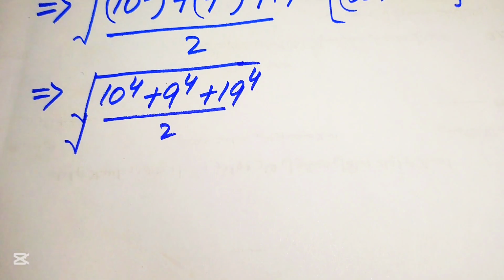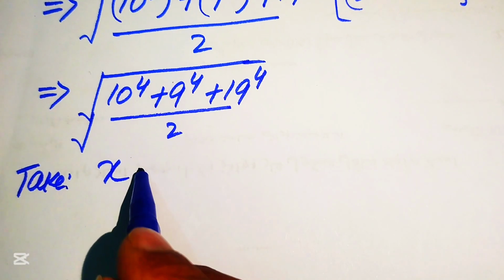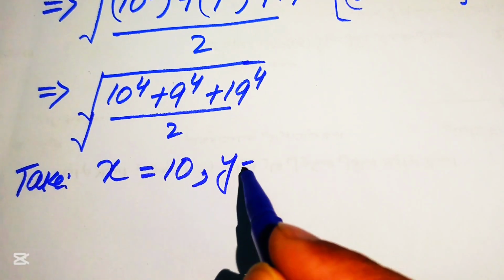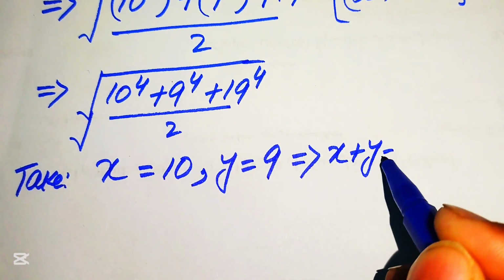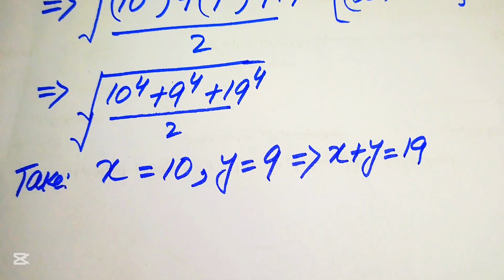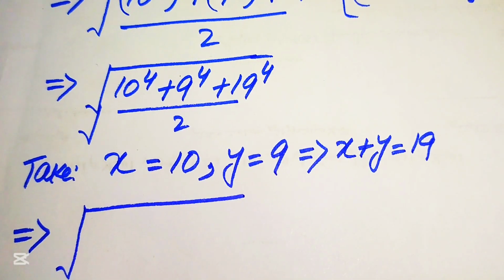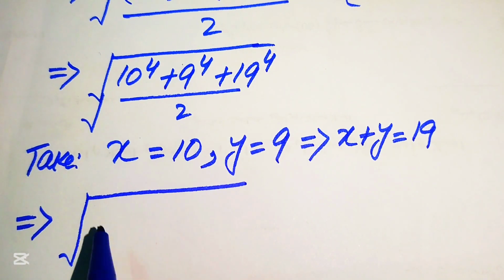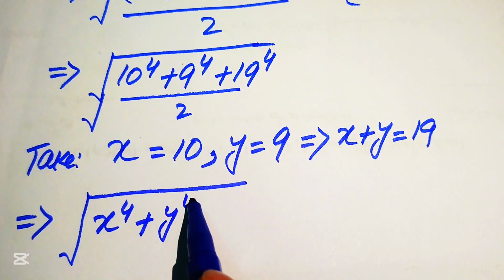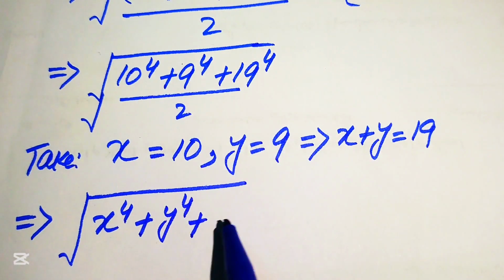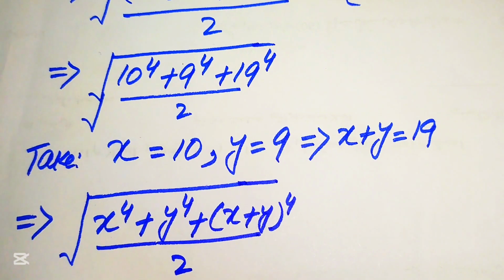Further, we need a substitution. We take x equals 10 and y equals 9. This implies that if we add these two values, x plus y equals 10 plus 9 equals 19. Now we replace these values in the above expression: 10 to the power of 4 becomes x to the power of 4, 9 to the power of 4 becomes y to the power of 4, and 19 becomes x plus y, to the power of 4, divided by 2.